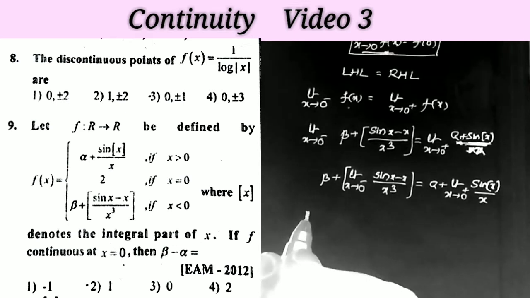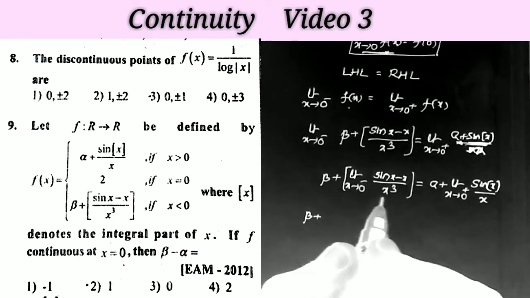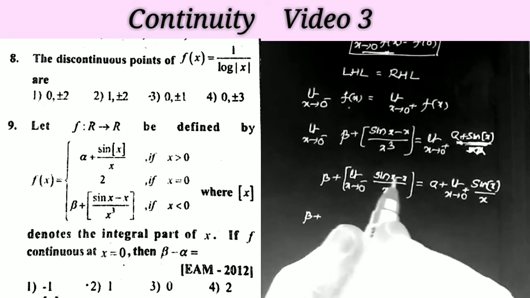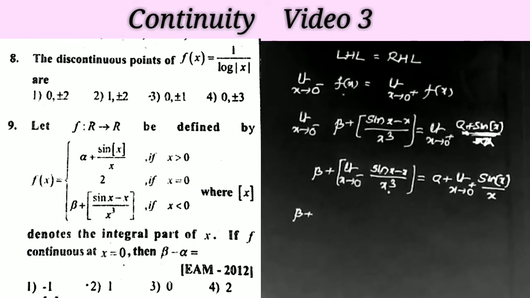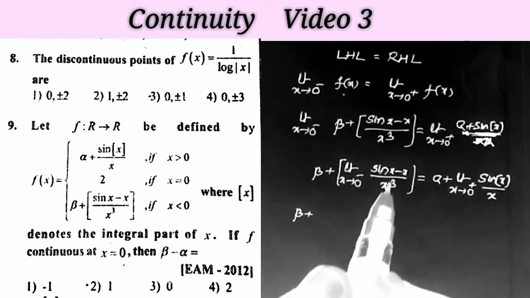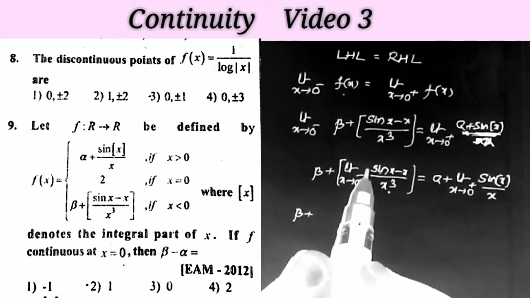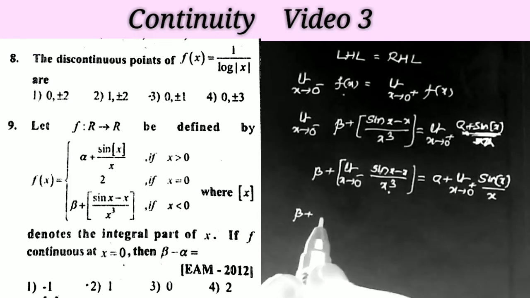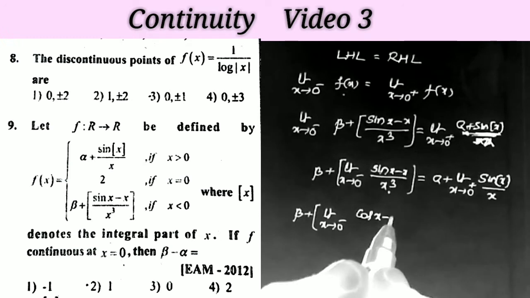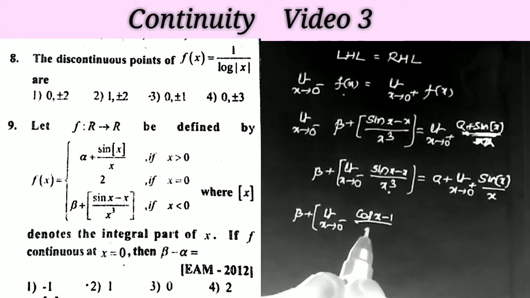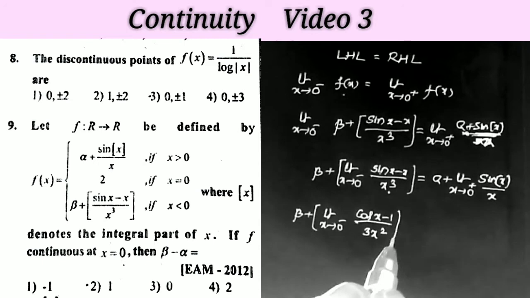Beta plus, when we take x equal to 0 directly in the given question, what does it return? 0 minus 0 by 0, that is 0 by 0. So apply the L'Hospital rule. When we take x equal to 0 directly, it returns 0 by 0. So applying the L'Hospital rule, step of limit x tends to 0 minus, sin x derivative is cos x, x derivative is 1, x cube derivative is 3x square.